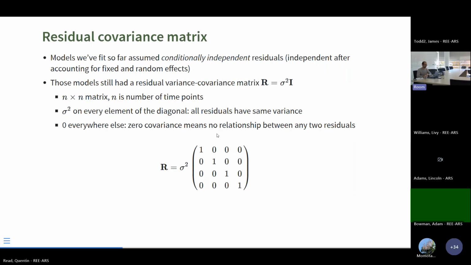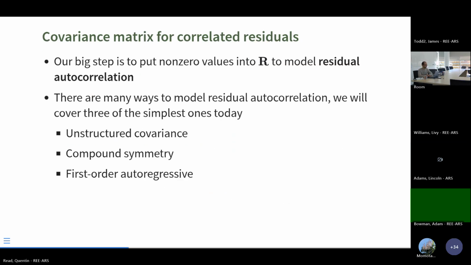So there's more than one way to put numbers in here besides zeros. There are many ways to do it, but there are a few basic choices that seem to work well in practice, and so you usually choose between them. These are sort of the simplest ways. We're going to look at 3 options. One is called unstructured covariance matrix, one is called compound symmetry, and one is first order autoregressive. So that's a lot of jargon. What does each of those mean?